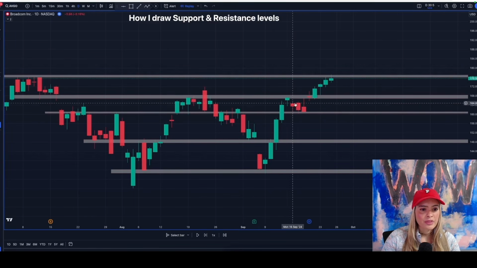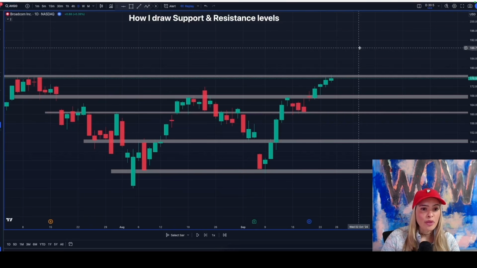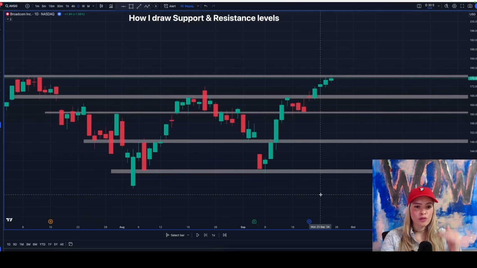Okay, see, we have a support here. This previous resistance, we can see how in the future it reacted as support, and then the market moved to the next big level. So that is key when it comes to my trading. The market moves level by level.